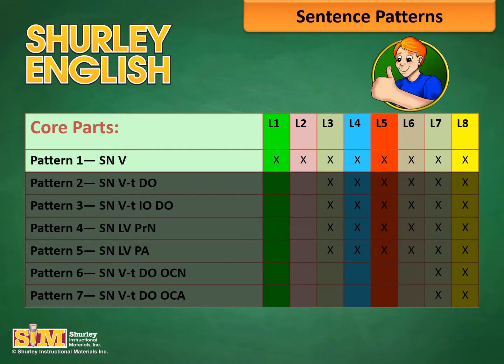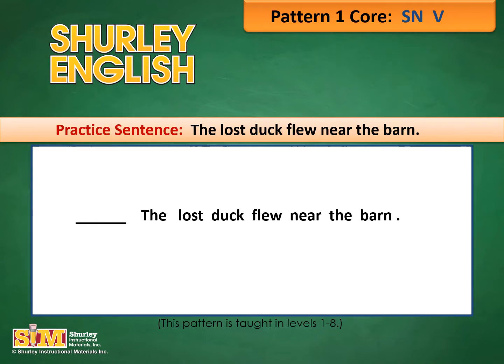Shurley English teaches students the most basic sentence pattern first, Pattern 1. Using a unique feature called the question and answer flow, students learn how to ask the right questions to label and classify all the words in a sentence. The question and answer flow teaches students to identify the core parts of a sentence first, and the core parts of a Pattern 1 sentence include a subject and a verb.